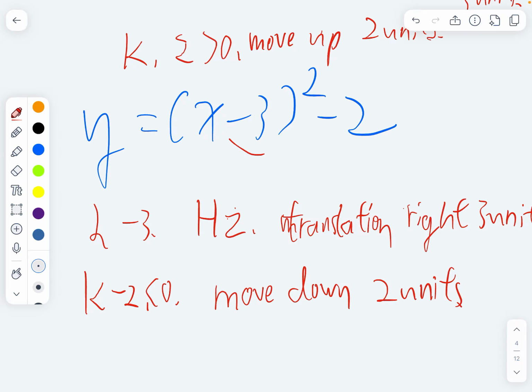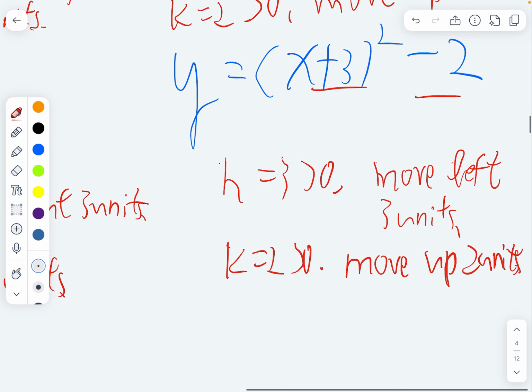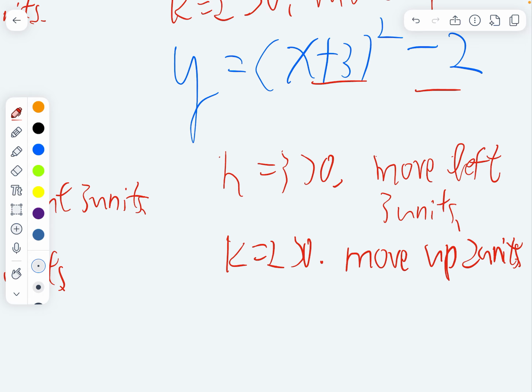For the second one, h is still 3, so it's a horizontal translation to the right 3 units. The k is smaller than 0, it is negative 2, so it moves down 2 units. For this one, h is negative 3 and k is greater than 0, so it moves left 3 units, and k equal to 2 moves up 2 units. The final one, h equals negative 3, so it moves to the left 3 units, and k equal to 2 moves up 2 units.